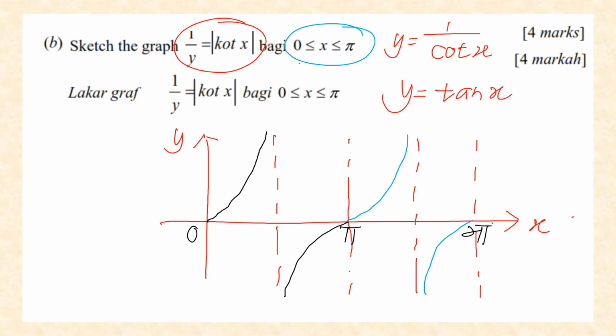Until pi means that you are going to remove this. We don't take care of all this. You take the one on the positive. But don't forget, just now our question says that it is modulus. What does the modulus mean? This line is reflected on here, so you are going to erase this line. In your graph, this one cannot be here.